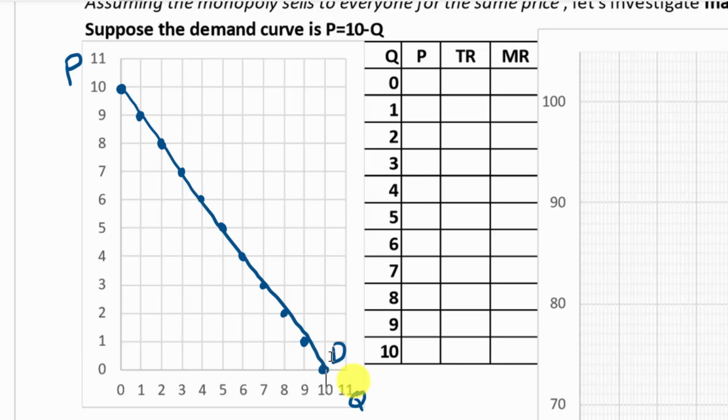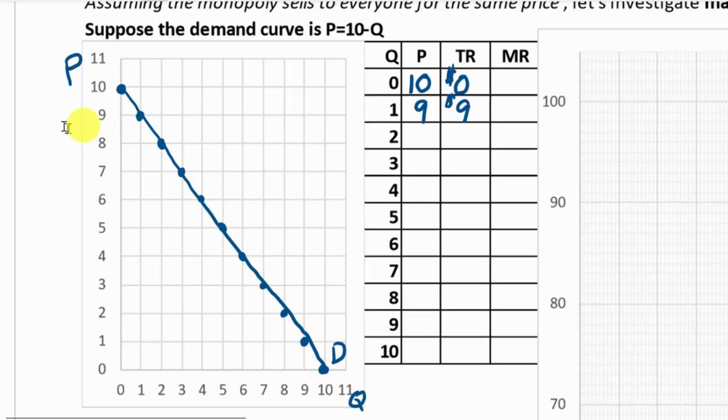So let's fill out this little table here of quantity, price, total revenue. Okay, so we see when the quantity is 0, the price is 10. The total revenue would be how much? 0 times 10 is $0 in total revenue. What about if they sold 1 unit? Well, they can sell 1 unit if they lowered their price to $9. So $9. How much is their total revenue? 1 times 9. $9 in total revenue, right?